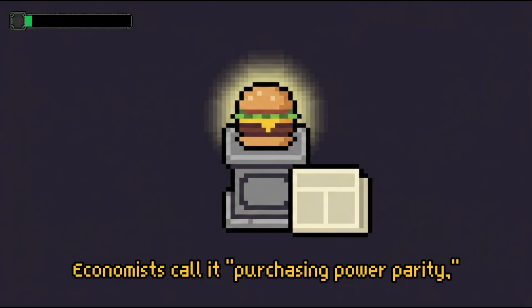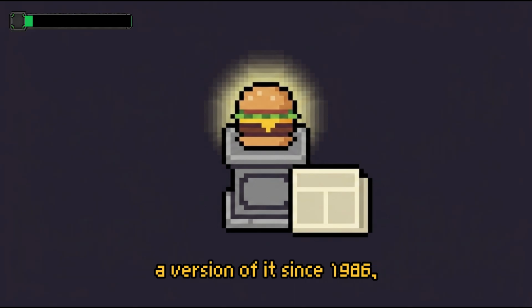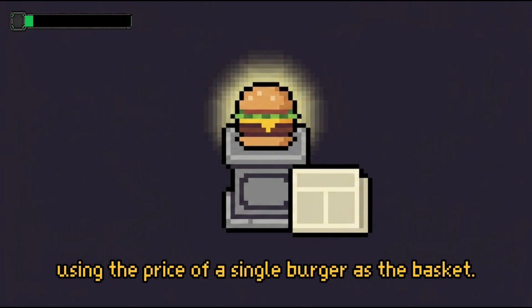Economists call it purchasing power parity, and it's elegant enough that The Economist has been publishing a version of it since 1986, using the price of a single burger as the basket.